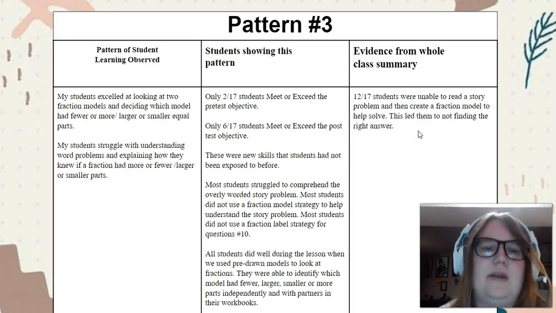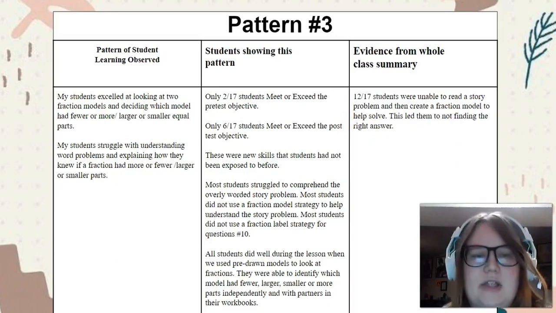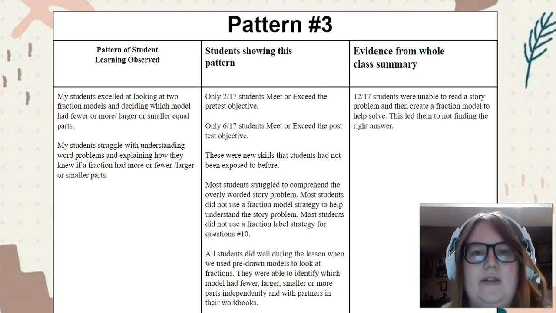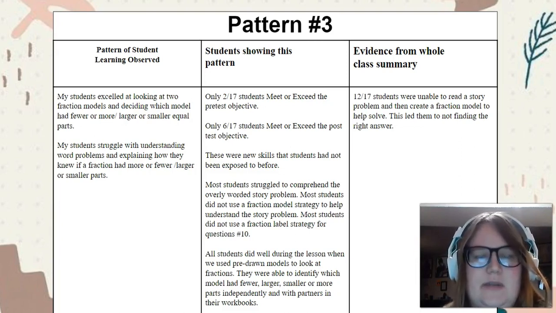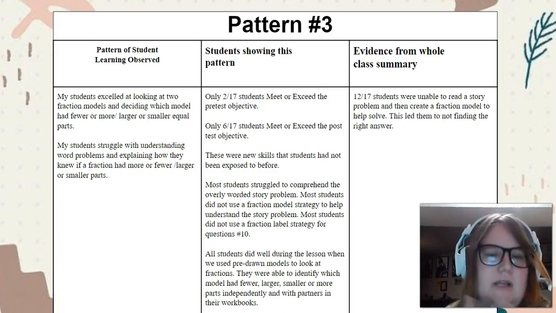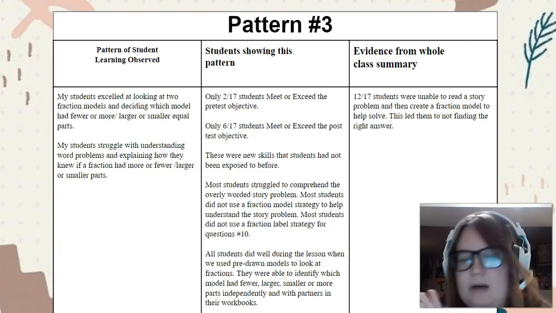And then pattern number 3 came from our struggle day, which was lesson number 3. That was that soft introduction to comparing fractions and looking at more/larger or smaller equal parts. My students really struggled with the word problems here. I felt like the curriculum really did a disservice to my students here. These word problems to look at an already struggling concept were very long worded, were multi-step problems, and it just kind of blew my students out of the water.